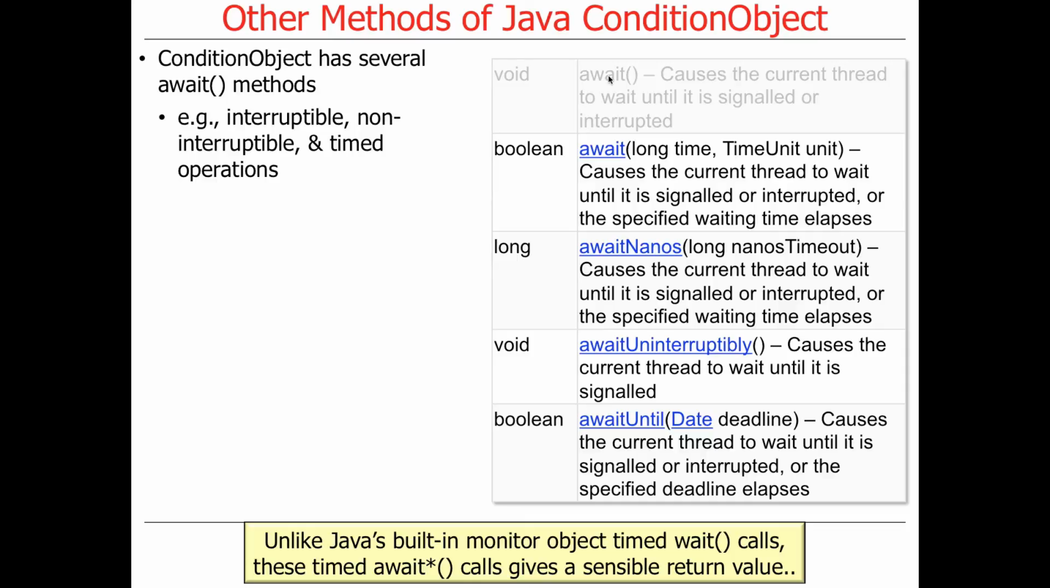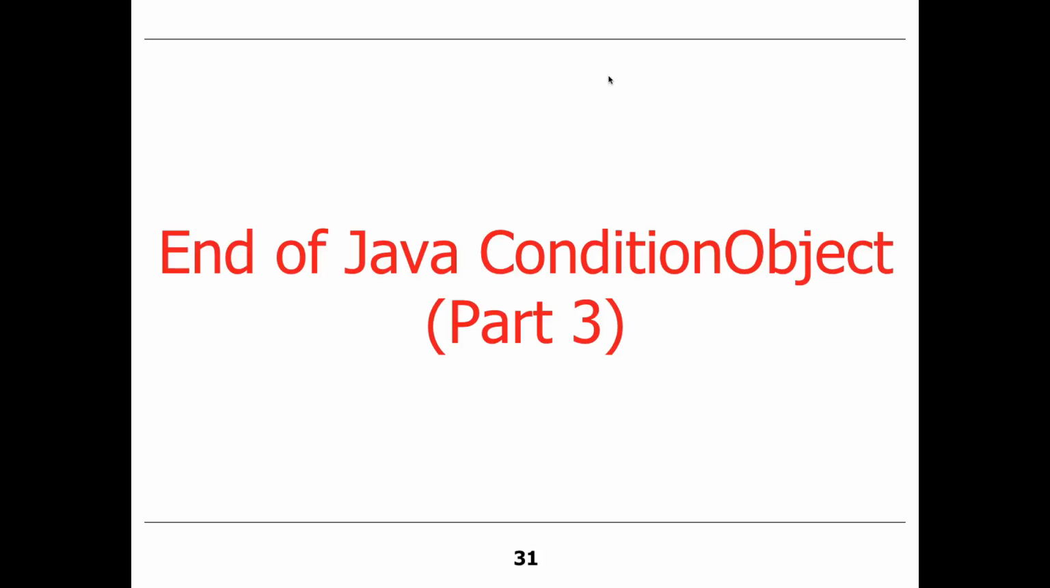And unlike the horrible timed wait calls in Java built-in monitor objects, which give you no useful information about why you returned, these timed calls, this one await and that one await, will tell you what happened. And so does await nanos. So you can find out whether you timed out or not. OK, that's the end of that slide.